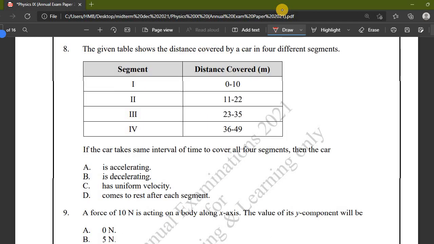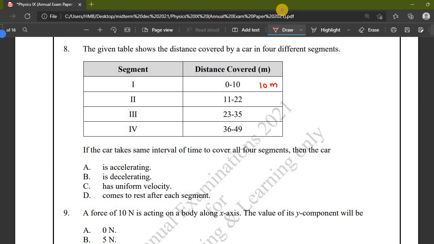Now let's see question number 8. The given table shows the distance covered by a car in 4 different segments. In the first segment, the car has covered 10 meters. In segment 2, the car has covered 11 to 22 meters. So in the first case, the distance covered is 10 meters. Similarly, in segment 2, from 11 to 22 meters, this means that it has covered 22 minus 11, that is 11 meters. Similarly, in segment 3, 23 to 35, this means that the car has covered 12 meters.